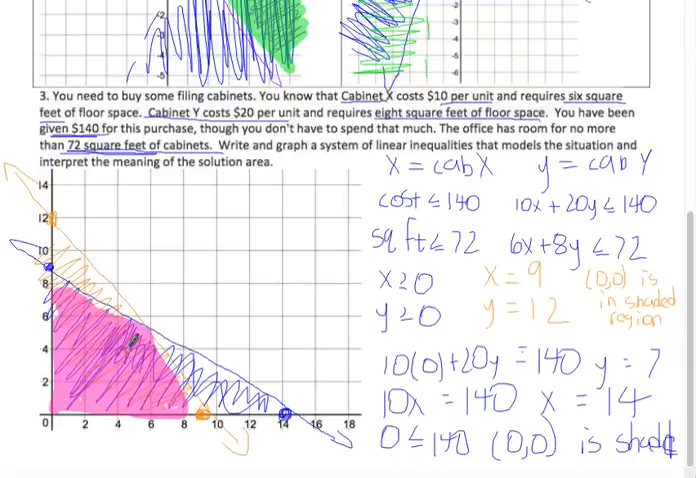So we can purchase 6 X's and 4 Y's. We could purchase 2 X's and 2 Y's, but we could not purchase 2 X's and 10 Y's. So the solution region represents possible combinations of cabinets.